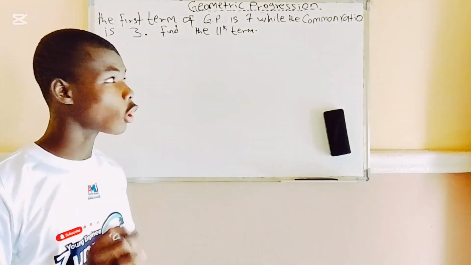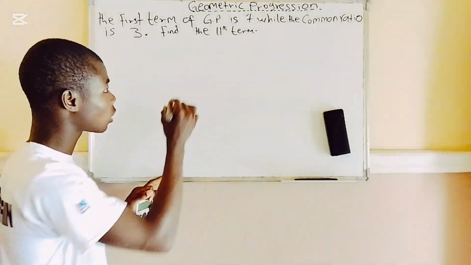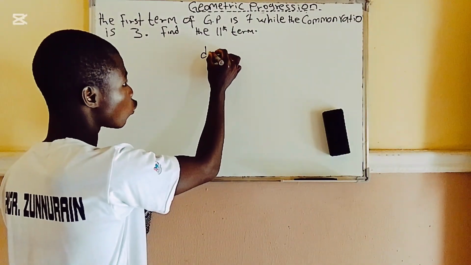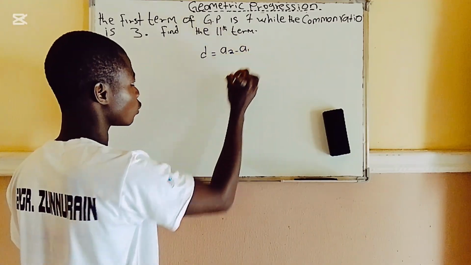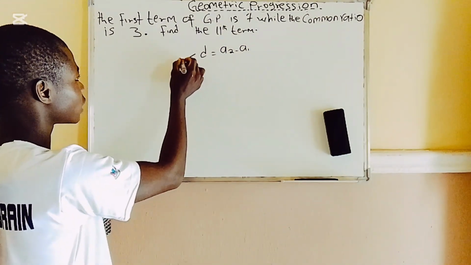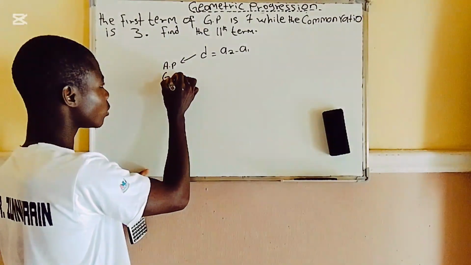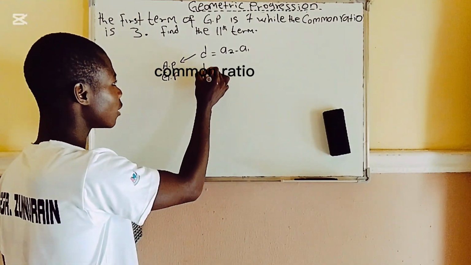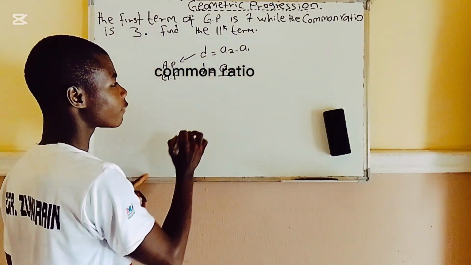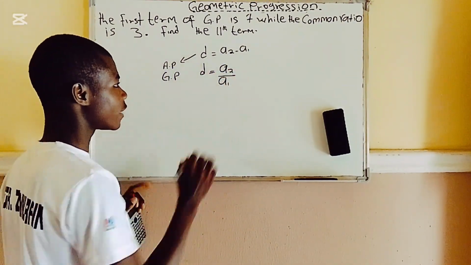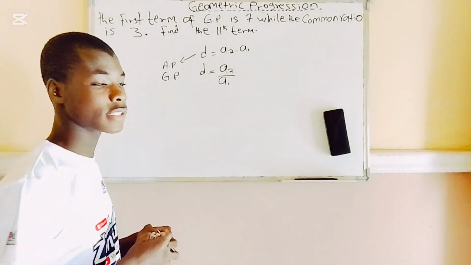The first thing that I'm going to show you is the difference between common difference and common ratio. In arithmetic progression, we deal with the common difference, which is D. We say that the common difference is A2 minus A1. This is AP. In GP, the geometric progression, the common difference will be equal to the second term divided by the first term, which means A2 divided by A1.